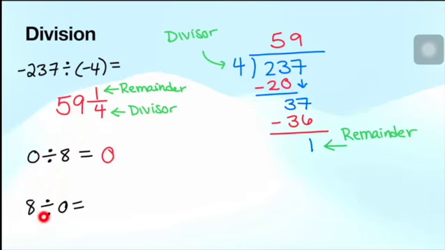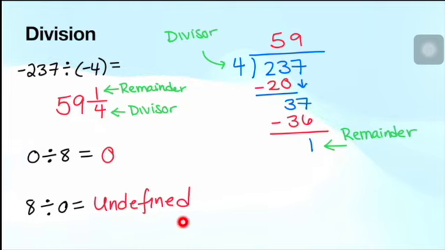But if I switch the order, what if I have 8 cookies and I'm going to divide those among 0 people? Well, that's not something we can do. That is actually undefined. And division by 0 is always undefined. We can never divide things up into 0 groups. So if 0 is on the bottom, or you divide by 0, that is always undefined.